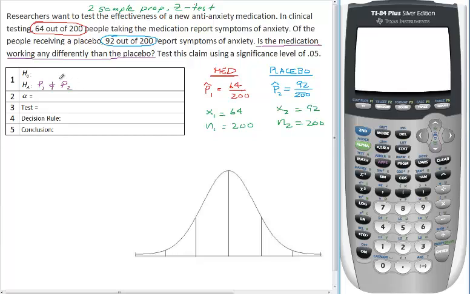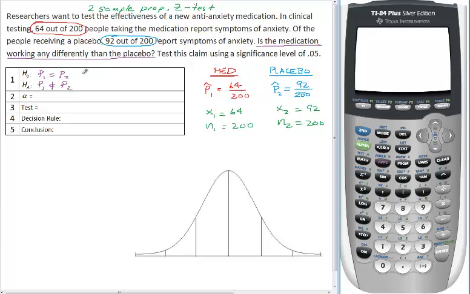Working any differently means, is there any difference between the proportions? And we know that phrase will always mean p1 not equal to p2, and therefore the null hypothesis is p1 equal to p2, the status quo. Are the proportions of the populations equal, or are they different? In other words, is there any difference between the medicated group and the placebo group? Now remember, don't forget, the null hypothesis always contains the equal sign, which we have done correctly in this case.